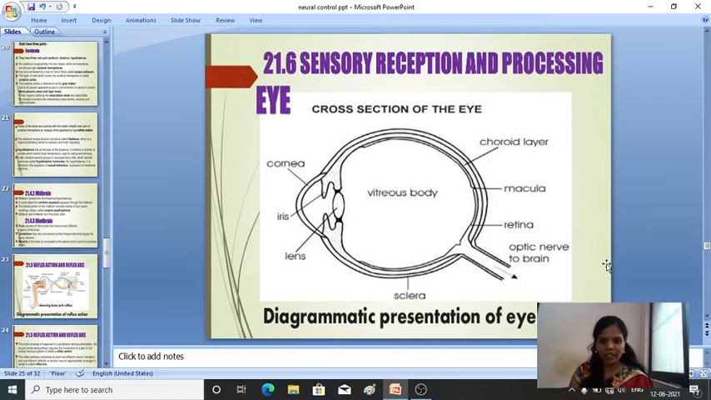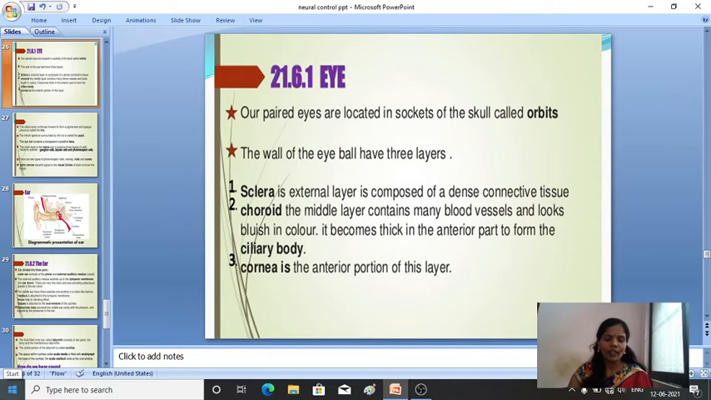This is the diagrammatic representation of the human eye. What are the different parts of the eye? Let's first read, then we'll come to this diagram. We have paired eyes, located in the sockets of the skull, which are commonly called orbits. The wall of the eyeball has three layers: sclera, choroid and cornea.